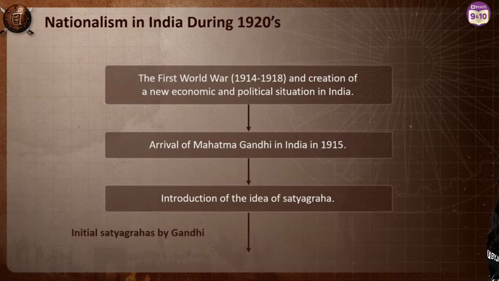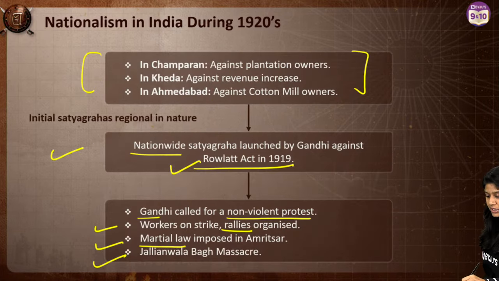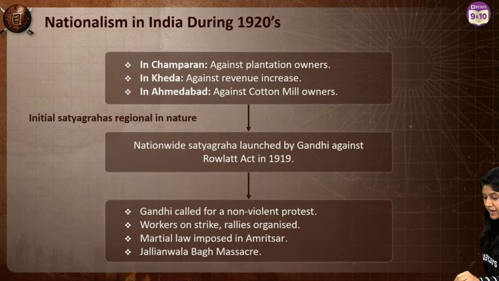We started with World War First, and how it affected our country's economic and political situation. Then we talked about the arrival of Gandhiji and the introduction of Satyagraha. These three places are super important, where Gandhiji went and did the initial Satyagraha for the people. Then we had the introduction of the Rowlatt Act in 1919, and against that the nationwide Satyagraha happened.